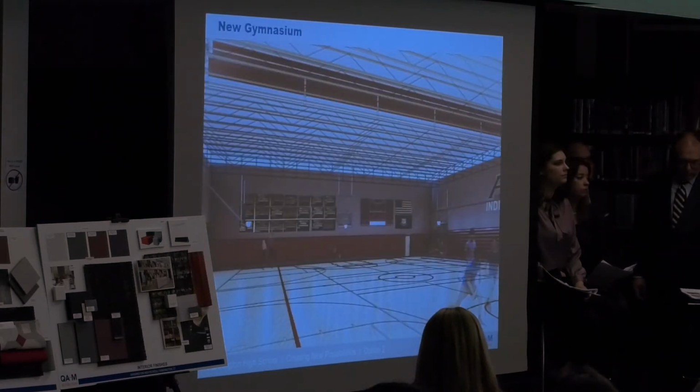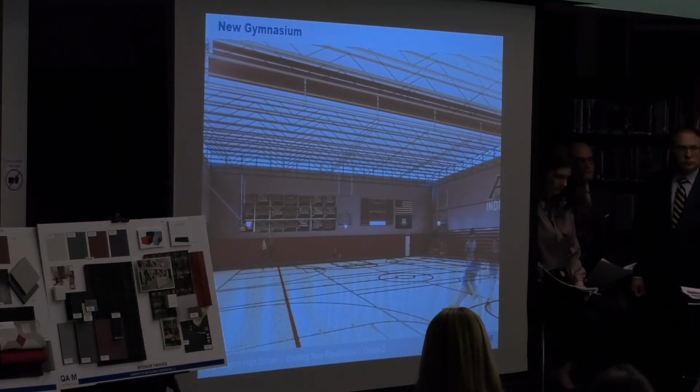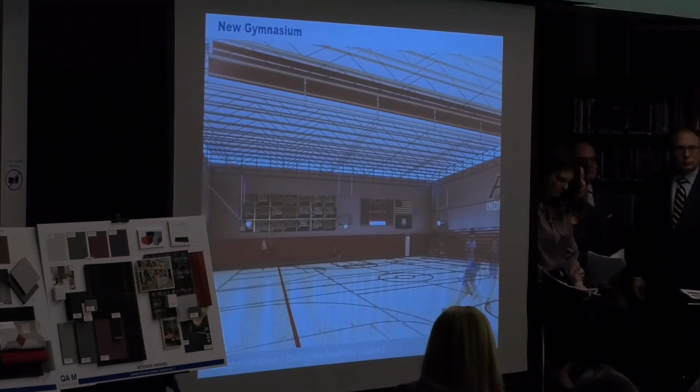You're in the gymnasium, which is a new space, built to the EdSpec standards. So it's a brand new space in the front of the building. What you'll notice in the plan is that the locker rooms and the gymnasium are in the front of the building. So you're not going all the way to the back of the school to get to the main gym. It's right there. And the locker rooms are directly accessible to the fields.